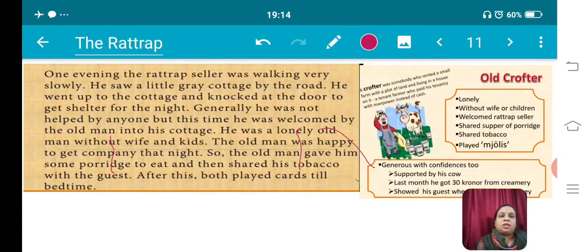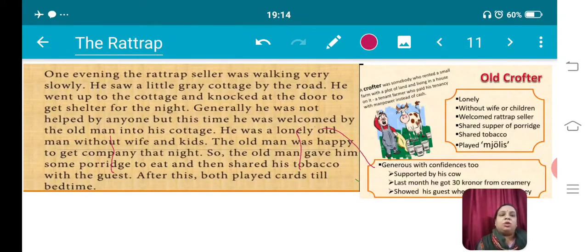So, let's see the meaning of crofter. A crofter was somebody who rented a small farm with a plot of land and lived in a house on it. Or you may say a tenant farmer who paid his tenancy with manpower instead of cash. So he went to the cottage of that old man, or the crofter you may say.